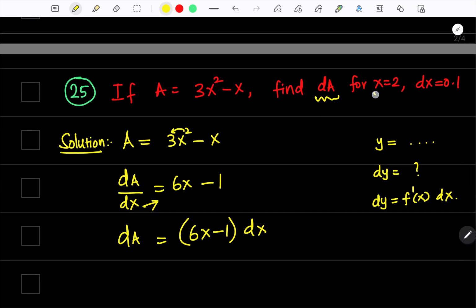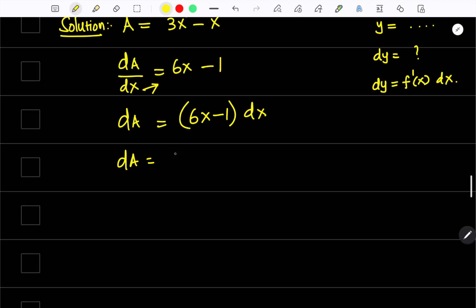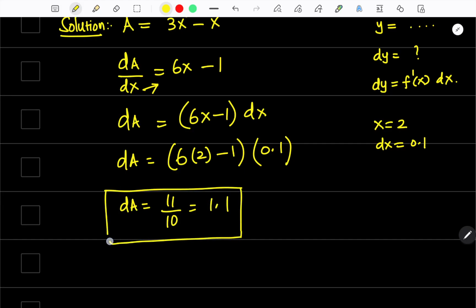But they are asking you to calculate dA for x equals 2 and dx equal to 0.1. So dA is equal to 6 bracket open, x equals 2, minus 1, bracket close, and dx is equal to 0.1. So take your calculator and put all these things in. 6 times 2 is 12, 12 minus 1 is 11. Then 11 multiplied by 0.1, which is 11 by 10, which is equal to 1.1. So this is your dA.